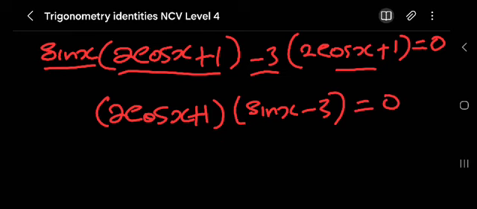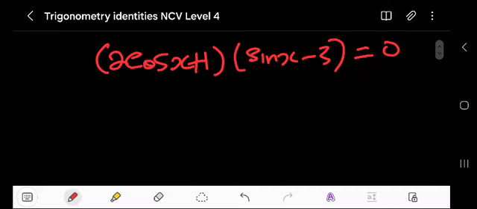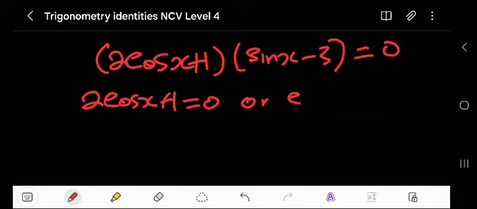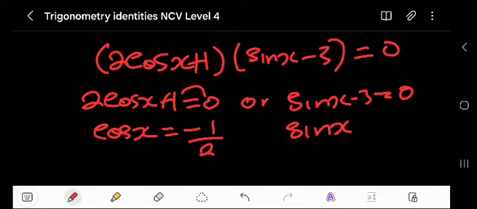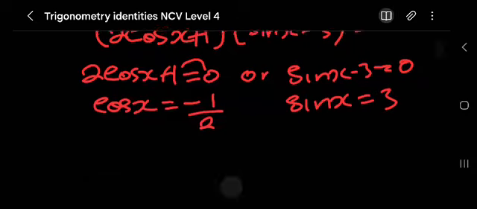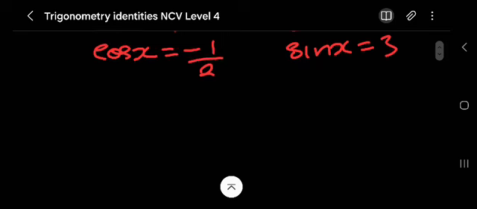Take this including the sine, then this is equal to 0. Then here we'll have 2 cos x plus 1 must be equal to 0, or sine x minus 3 must be equal to 0. Then cos x will be equal to minus, you divide by 2, we'll have this. Then here we'll have sine simply equals 3. Okay, we have two general solutions here.